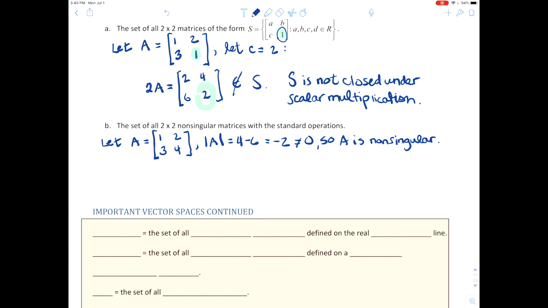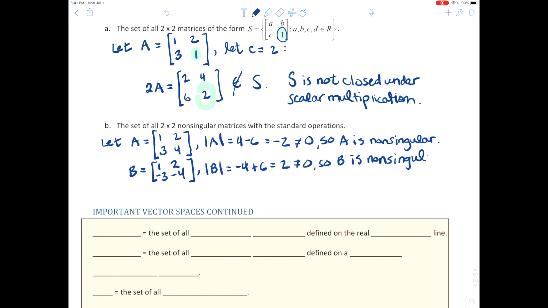Now, what about this? If we have B equal to 1, 2, negative 3, negative 4, okay? The determinant of B is equal to what? Negative 4 plus 6, which will be equal to positive 2, which is non-zero. So B is non-singular. But let's look at the sum of A and B. So A plus B is equal to what? Well, you get 2 and 4, right?